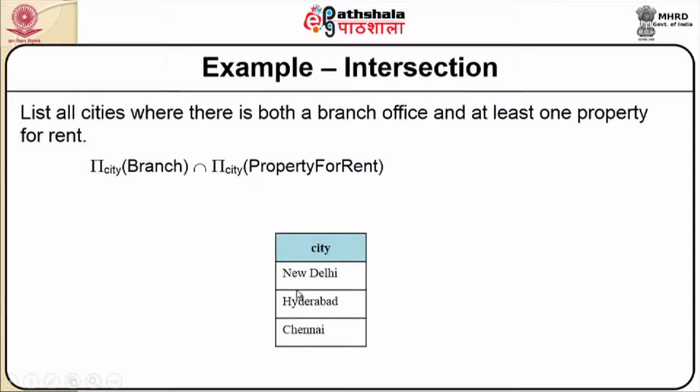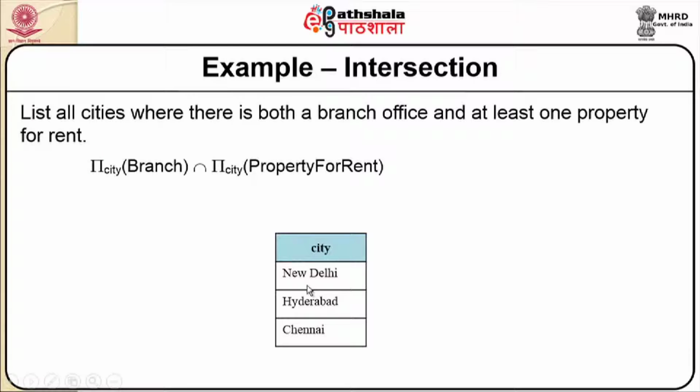So, there has to be an intersection, where at least one property needs to be mentioned as a property for rent. Here again I mention project branch from a particular city and project property for rent from a particular city, and make an intersection between the two. So, a city that has got a branch and at least one property for rent; it can be more than one, but there should be at least one.